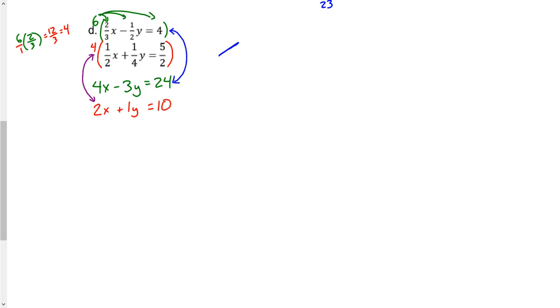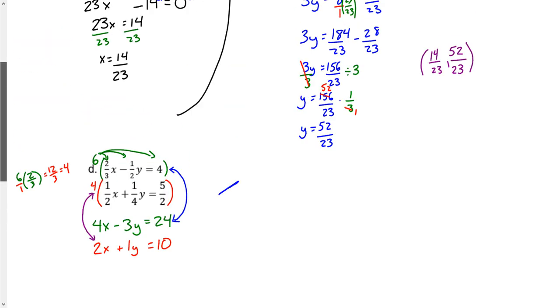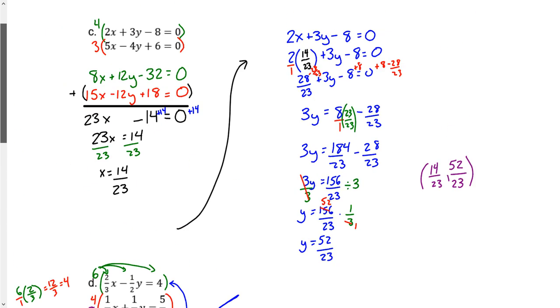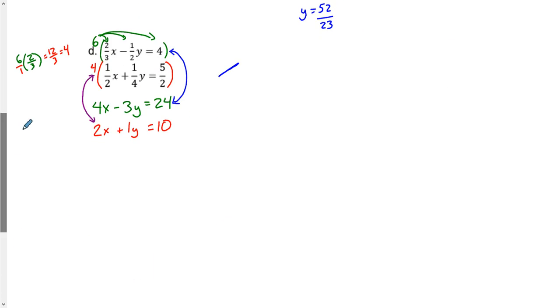But here's our issue. We don't have anything to eliminate yet, which means that we're going to have to take one of our equations and multiply it by something to get rid of one of our variables. It doesn't matter which one we're working with. So let's see, what did we do in the last equation? We eliminated our y's. So let's eliminate our x's in this one.